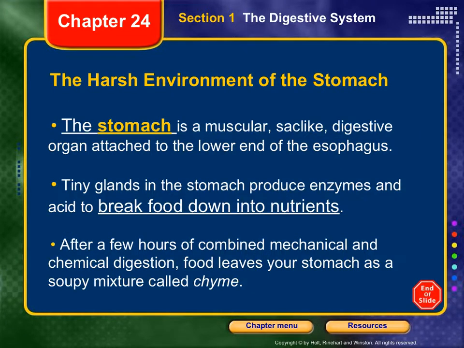Darn it, where's my picture? Okay, and then in the stomach, actually, let me just show you a picture here. I'm going to go back. All right, so in your stomach, you can write down what's underlined here. Break down food into nutrients. You can write that for stomach is what it does.